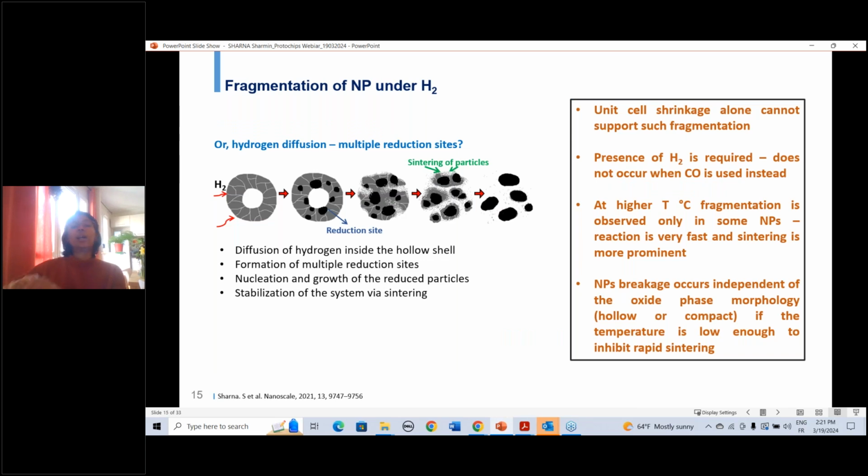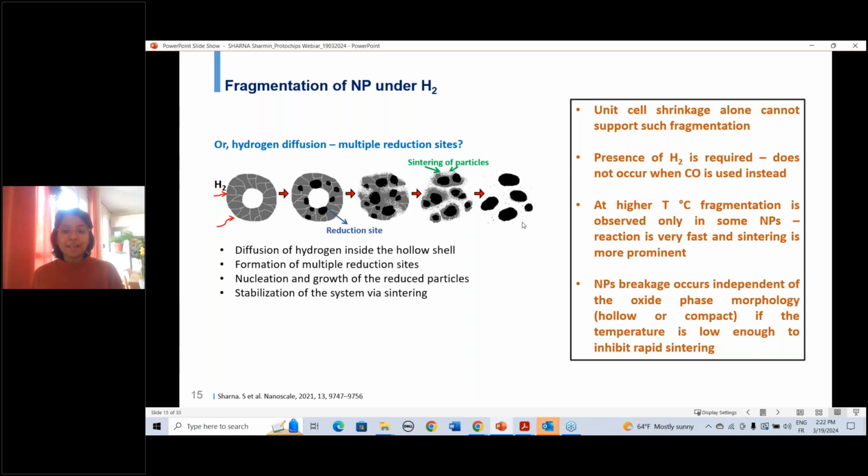The possible reason, which we realized after carrying out multiple experiments using other types of gas like carbon monoxide or methane, is that this could be related to the presence of hydrogen. So what might be happening is hydrogen diffusing inside through the channels or through the defects inside the nanoparticles and forming reduction sites. Those multiple reduction sites eventually nucleate and grow. And once we have nanoparticles, they start to sinter and form these stable nanoparticles. So they undergo sintering until they're stabilized.